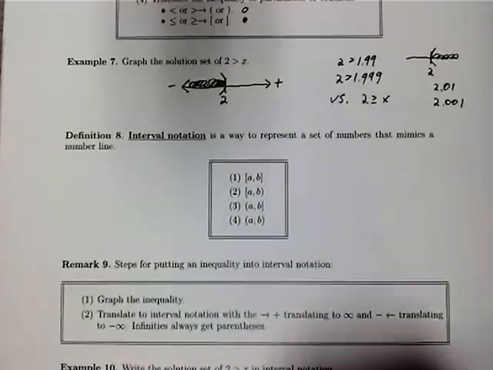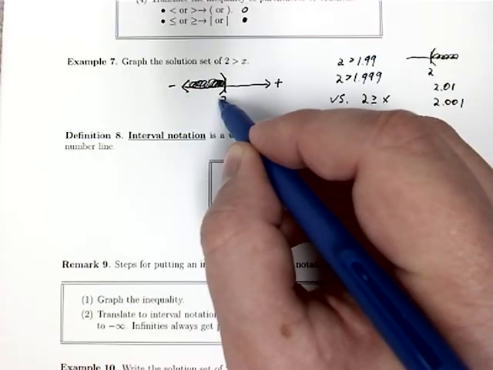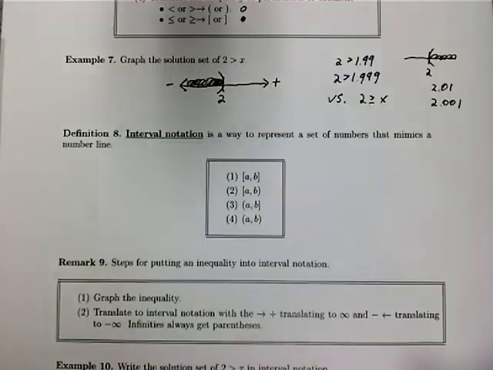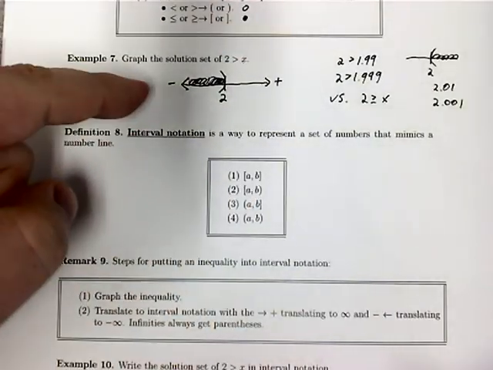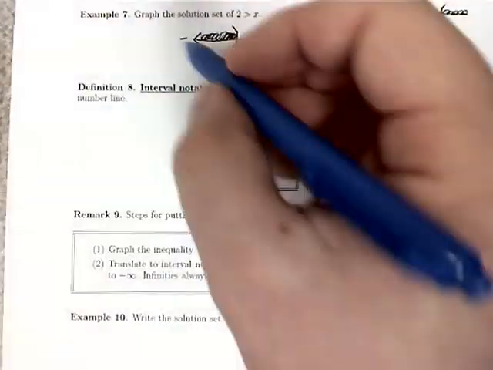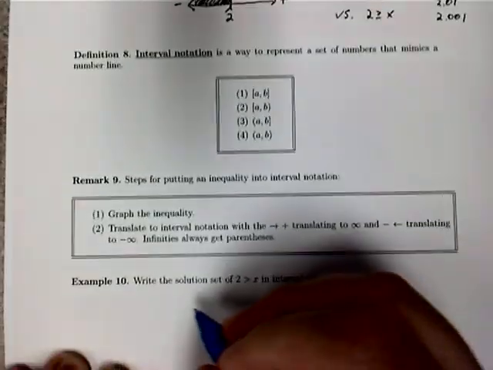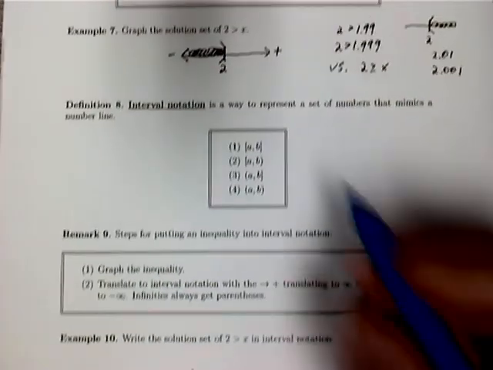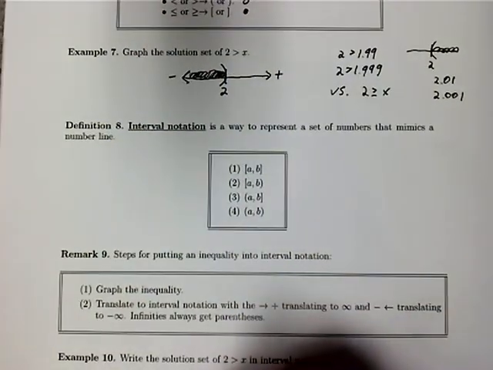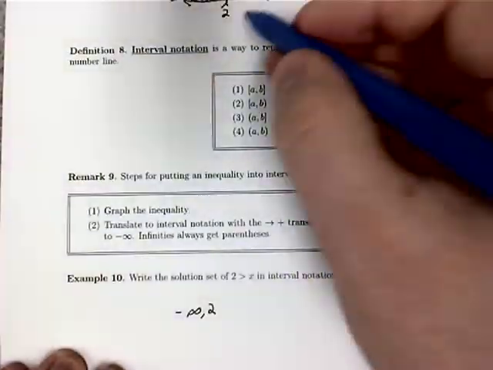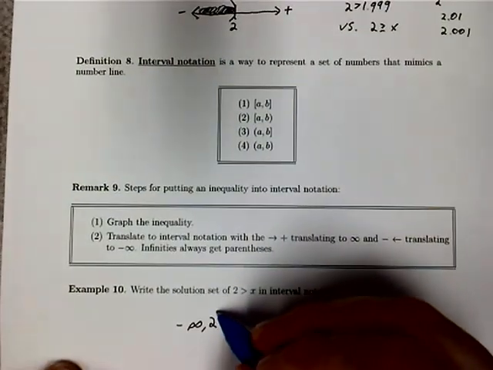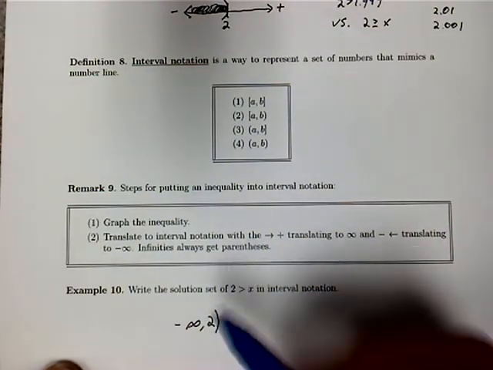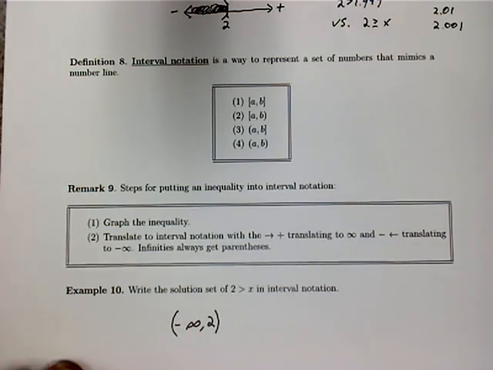So how would we translate this? Well, again, just like with number lines, it goes from negative to positive, going from left to right. So we start from negative, and we get negative infinity. And then we go out towards 2, which has a bracket. And thus, the 2 has a bracket up here, so we would have a bracket down here. And one last thing to note from this, infinities always get parentheses. So there we go. That finishes it up.